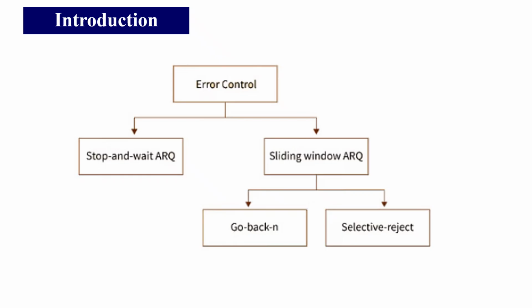Error control techniques are mainly divided into two categories: stop and wait ARQ and sliding window ARQ. Under the sliding window method, we have two important types: go back N ARQ and selective reject ARQ. Each method plays a vital role in ensuring accuracy, efficiency, and reliability in data transmission.